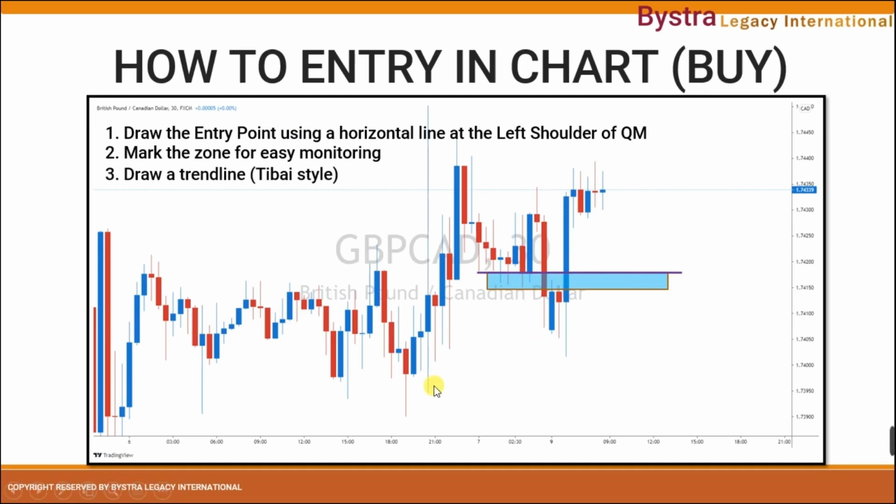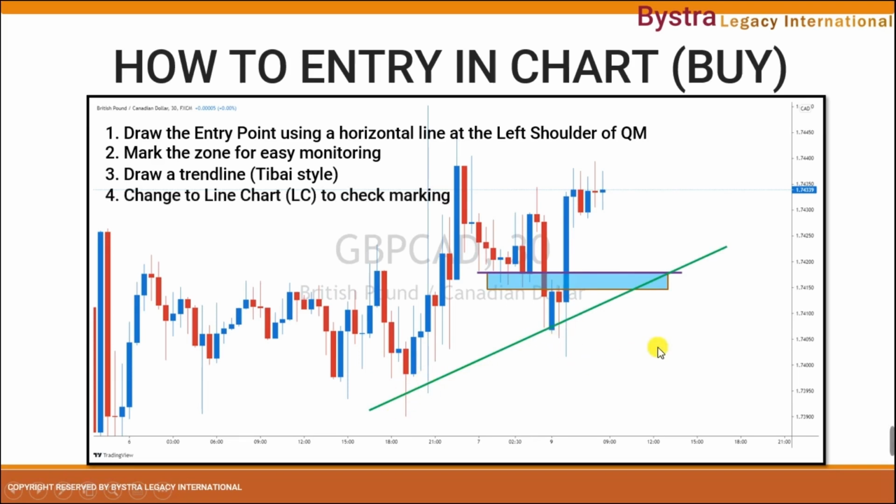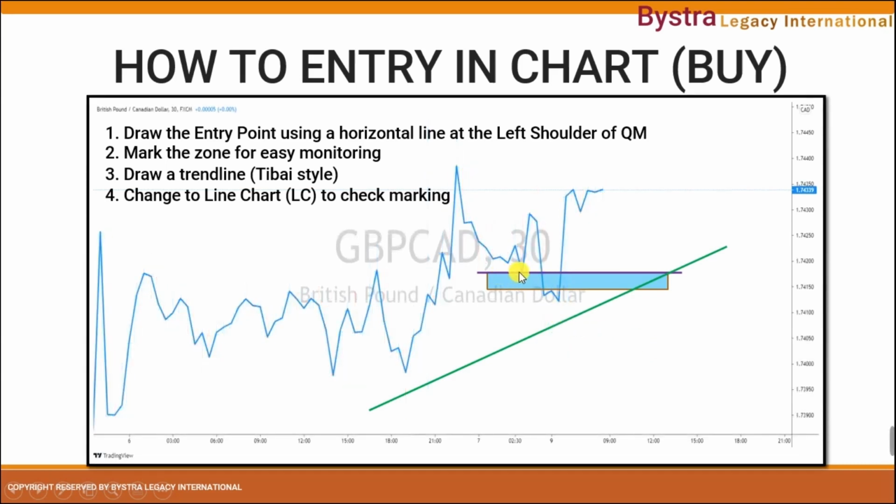Thirdly, we can draw the trend line. For the trend line, we can just use the T-bar style. It doesn't have to be accurate. It doesn't have to be from a specific point, just as a confluence of price, you see. So this is the first drive, second drive as a confluence. Then the fourth one, we change to line chart. Here we go, so our marking is correct. This is the low, high, lower low. Now we anticipate that price will come back within this confluence area and not after this trend line area here or any further.